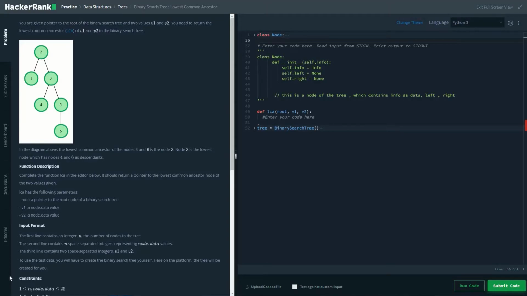Hi friends, today we are going to solve binary search tree lowest common ancestor.